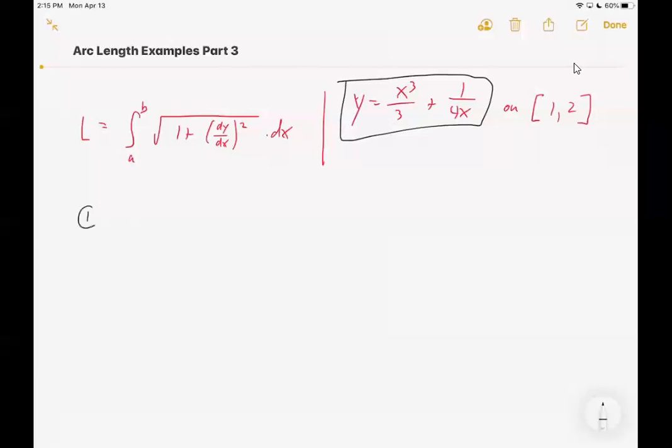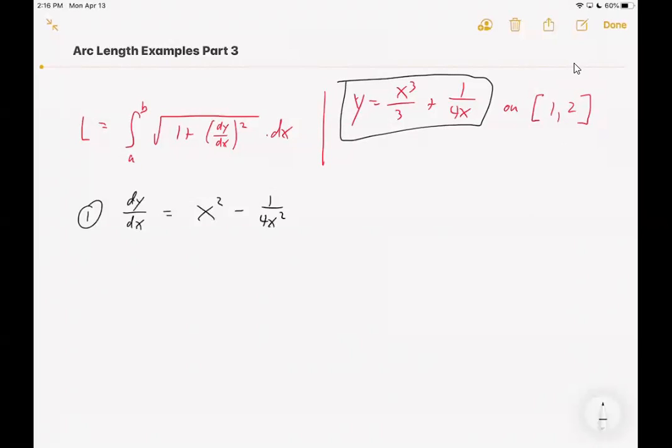So step one, we need to find dy/dx. So let the formula guide you. Find dy/dx first, do all of this in little pieces. So you will have x squared as the derivative of the first term. And if you think of the second term as 1/4 x to the -1, you end up with negative 1/4 x to the -2. So that's the algebraic form of it.